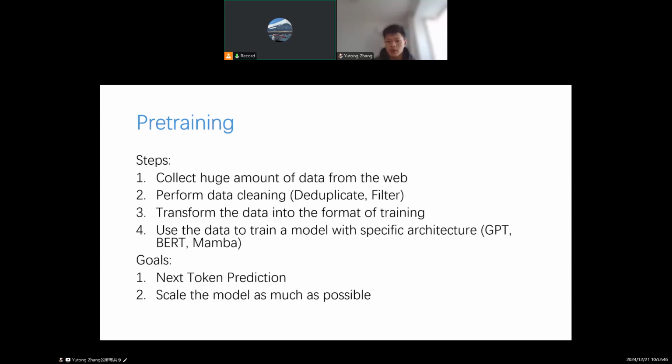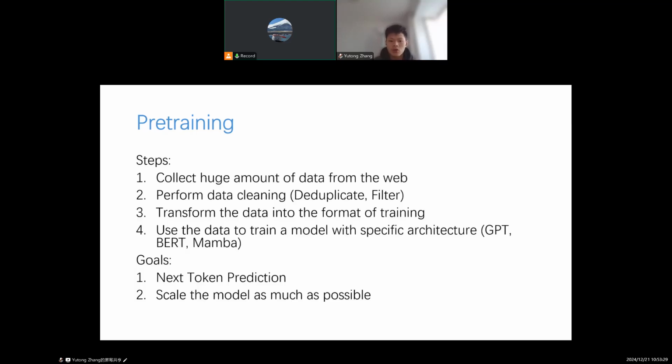Then we're going to transform the data into the format for training. As we know, when we train an LLM, basically we are doing mathematical operations. And obviously we can't do mathematical operations on the raw text from the web. So we have to transform the data into the format for training, right? Which is tokenization. A token is basically the minimal component in the LLM. We can use some algorithms to transform the raw text into tokens and assign each token a number that we can use for training.